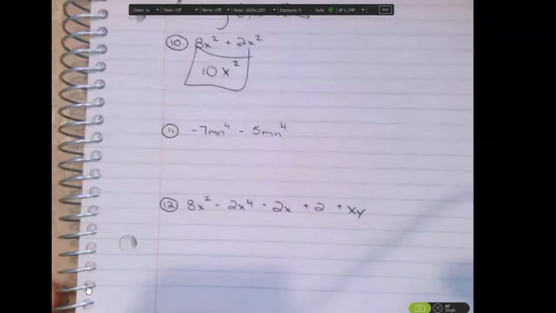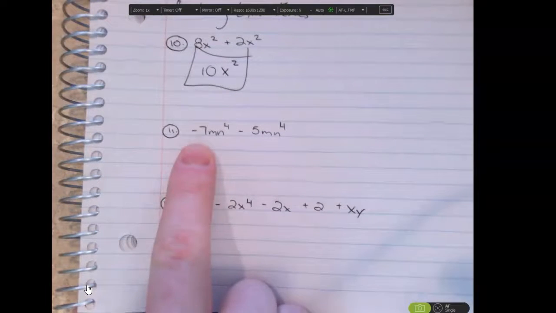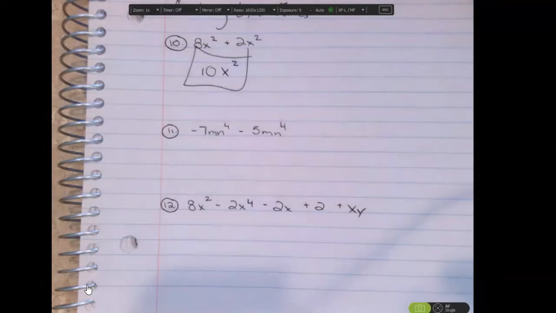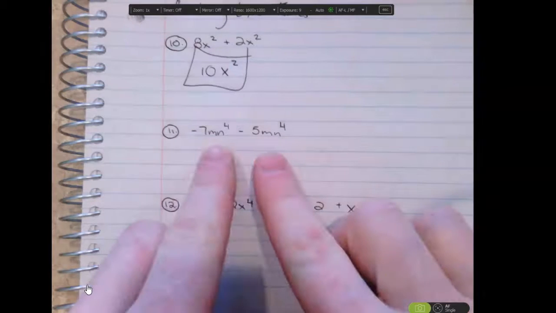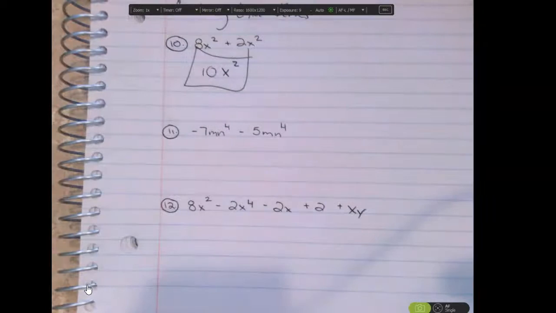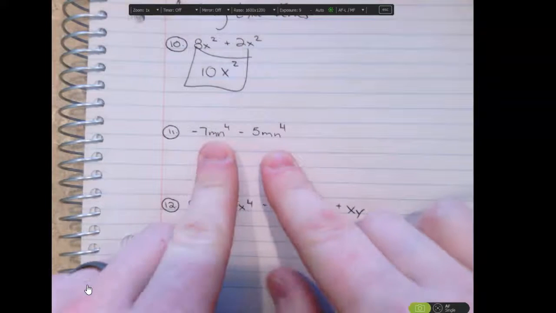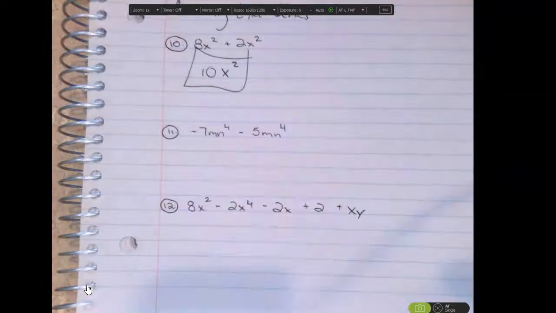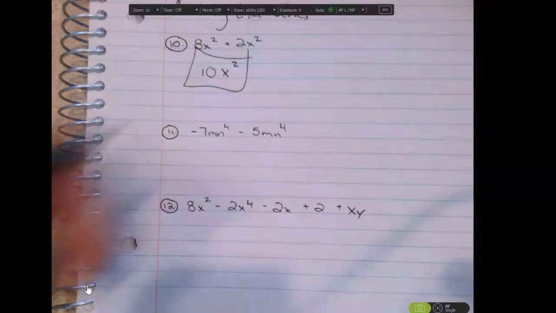Number 11. Negative 7mn to the fourth minus 5mn to the fourth. Again, two terms. They're separated by the subtraction symbol. Both of them have mn to the fourth. So I can combine these two. So negative 7 minus 5.